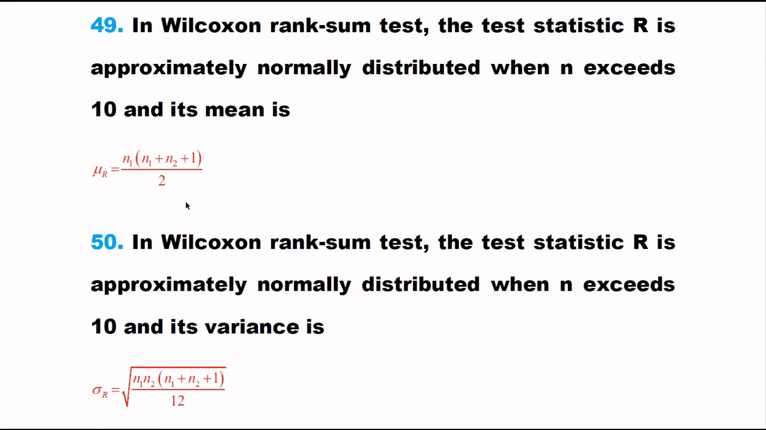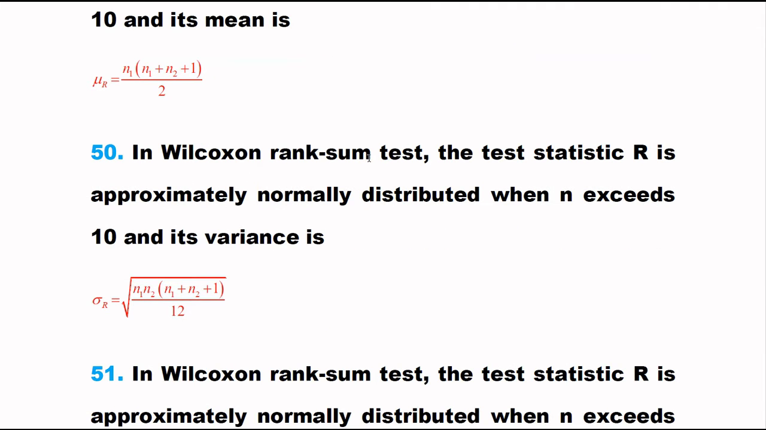Wilcoxon rank sum test statistic R is approximately normally distributed when n exceeds 10, and its mean is n1(n1+n2+1)/2. The test approaches the normal distribution when n exceeds 10, and the mean is n1(n1+n2+1)/2. For the same condition, the standard deviation is the square root of n1 n2 (n1+n2+1)/12.